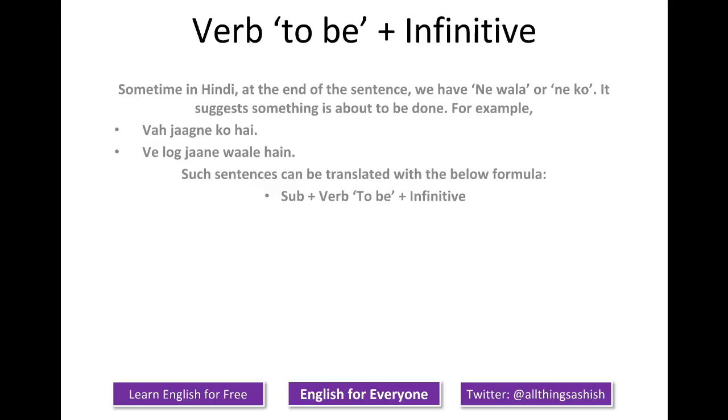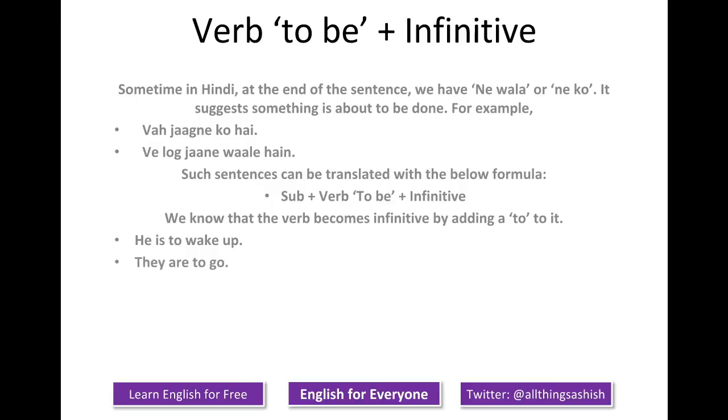We know what infinitive is. We have an infinitive by adding a to a verb. So he is to wake up will be the translation of वह जागने को है. They are to go will be the translation of वे लोग जाने वाले हैं.